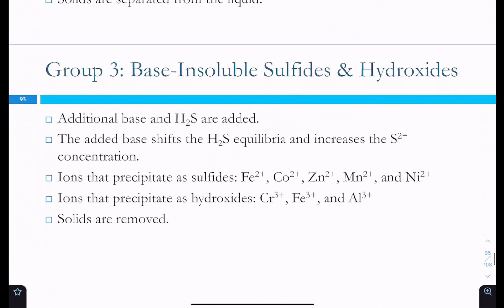Next step then is you add a base. So you add an additional base, or you add base and hydrosulfuric acid. And so then now we've got the more soluble sulfides. Right? Removed all the other sulfides. Now it's all the things that are going to precipitate when there's a lot of sulfide around, because we added base to get more sulfide. So things like iron, cobalt, zinc, manganese, nickel. And then you can also get, if you add even more base, chromium, iron 3, and aluminum 3.